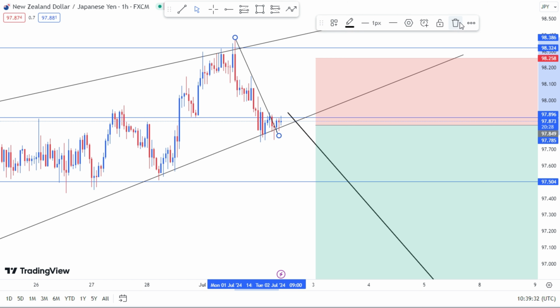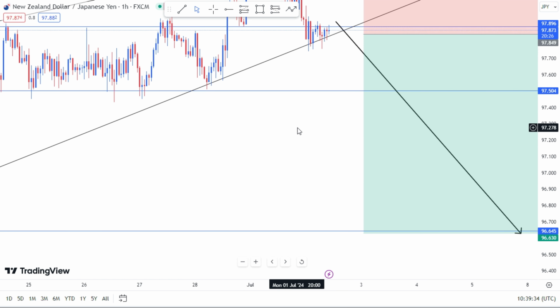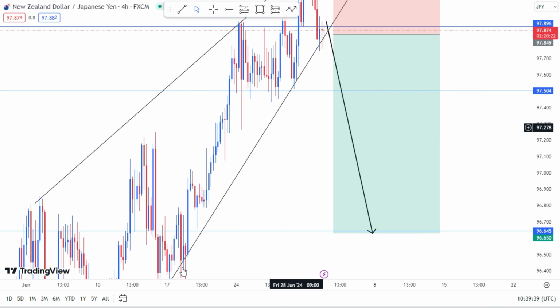So actually that'll be all for Nzdjpy. Let's just hope for the best.